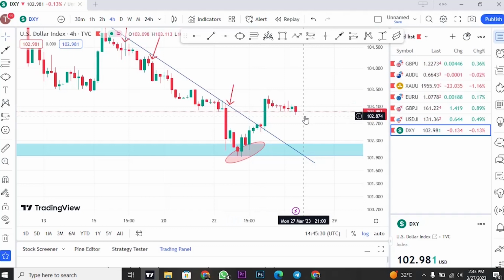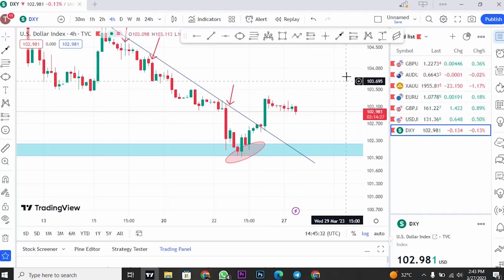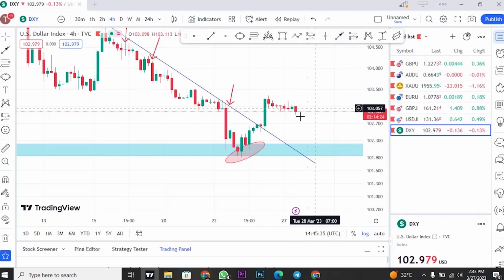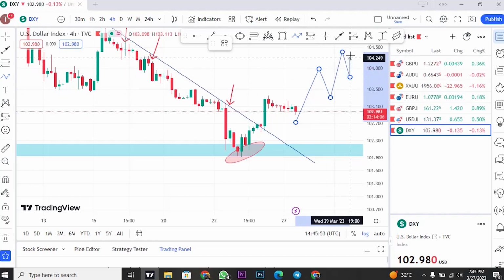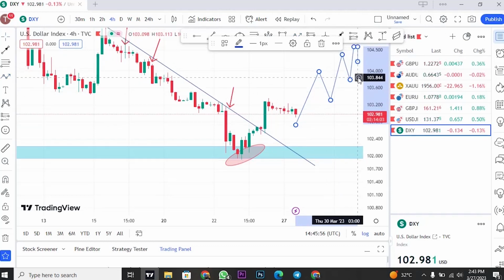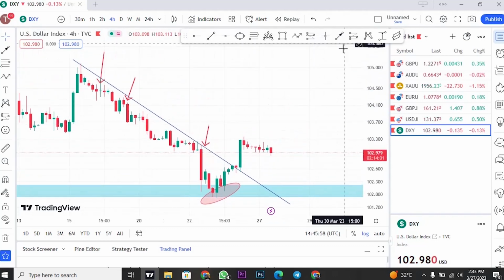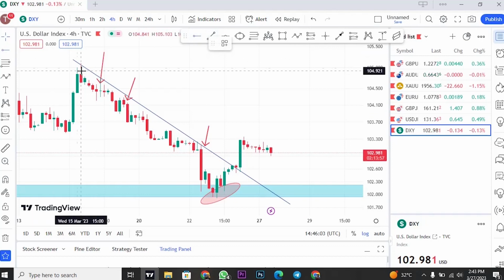So now we want more of the upside. We want more of the buys on the US dollar. We want DXY to keep pushing more to the upside. So we just want a little pullback to this side, and then a push to the upside, and then another pullback, and then it continues till this level right here.